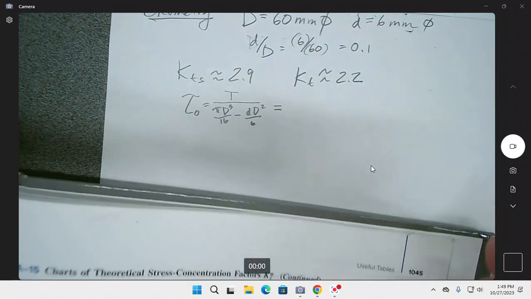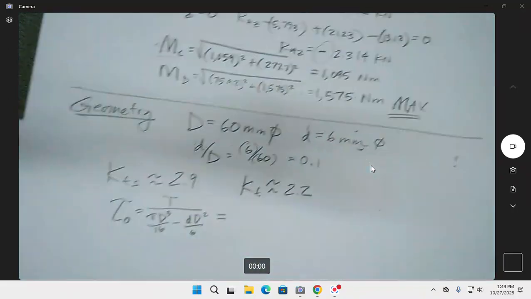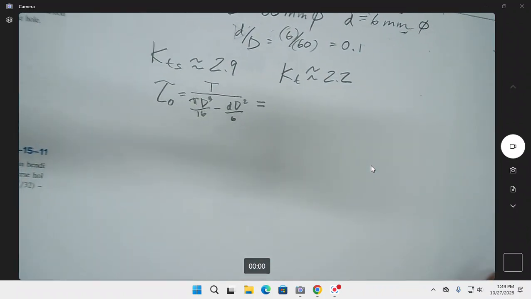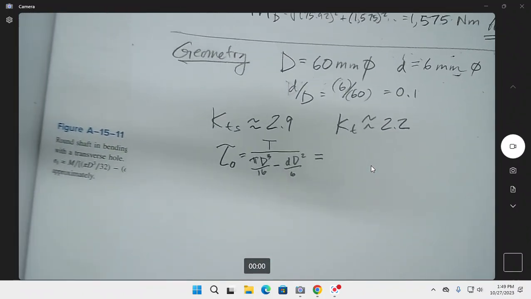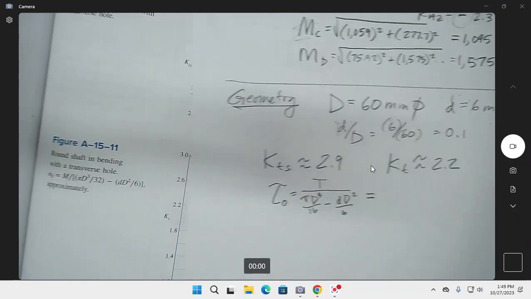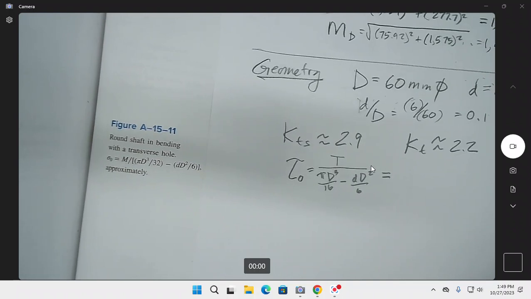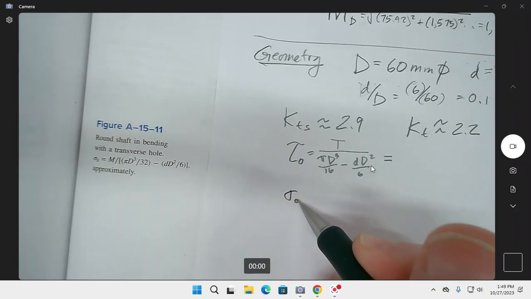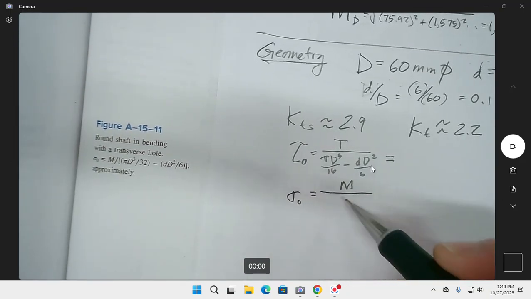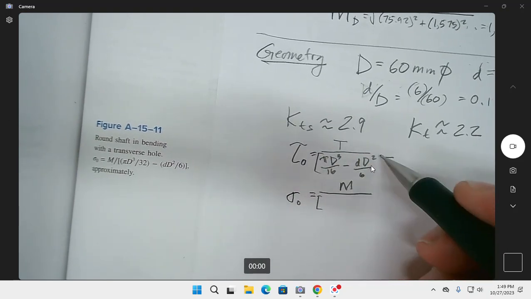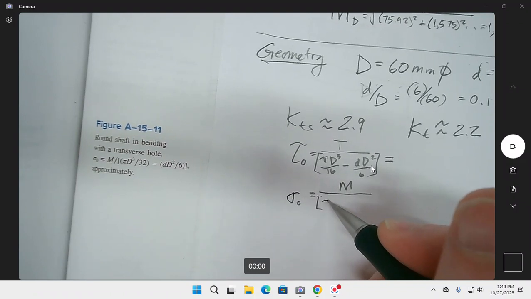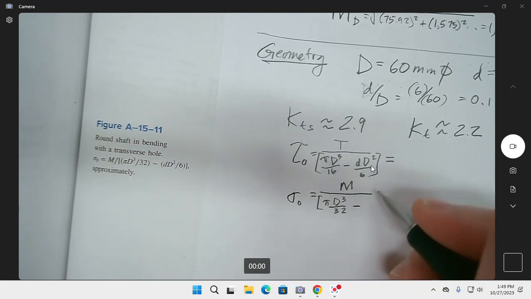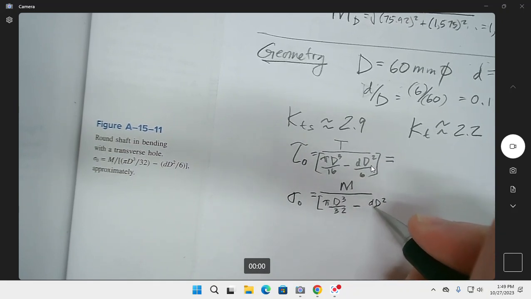And while I'm here being silly, let's write this one down. We're going to go... can't do it. Nominal stress is going to be M over pi d cubed over 32 minus d over d squared over 6.